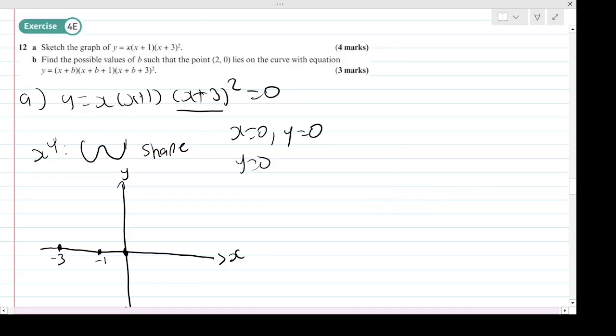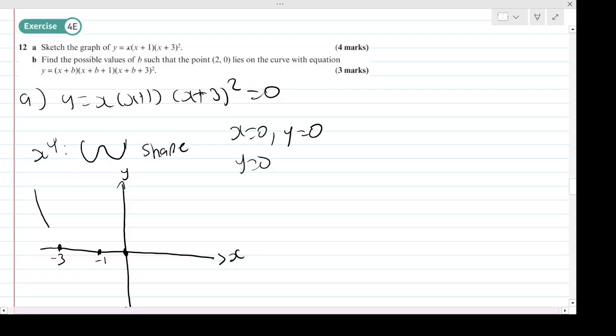Then the last root is a double root. x plus 3 is a double repeated root, because it's the same factor twice, because there's a squared there. So that means it has to touch the axis, as we covered. A double root like this has to touch the axis at the point. So with all that in mind, and it has to look like a W shape, our graph is going to look like this.